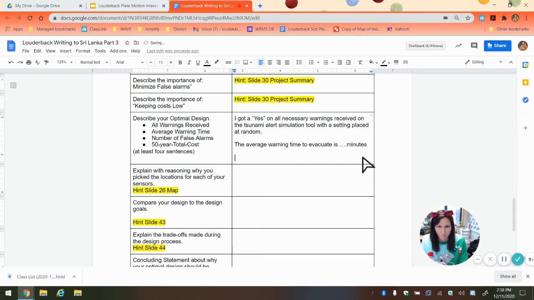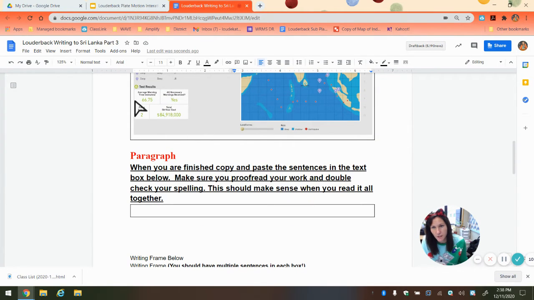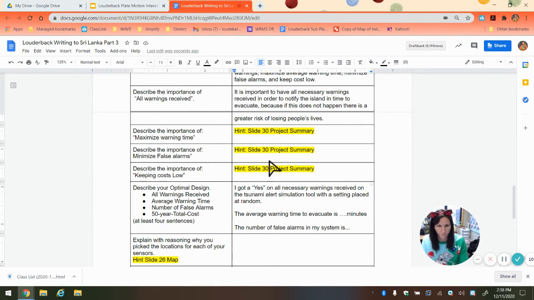You're going to do the same thing for your false alarms: the number of false alarms in my system is, and then I want you to actually type out the number. If it's anything that's less than 10, you should type out the number. So for me, I would go up to my data, look at it, and I see I have 2 false alarms. So I would spell out two, T-W-O. Okay, that's what I'm looking at, right?